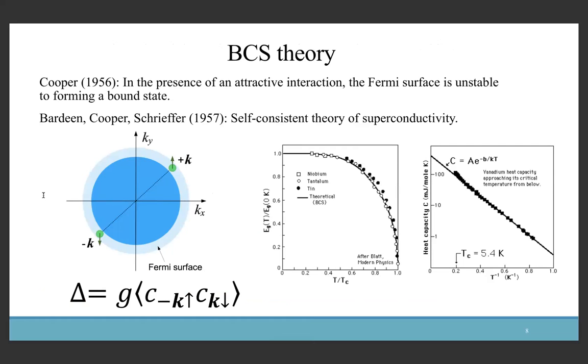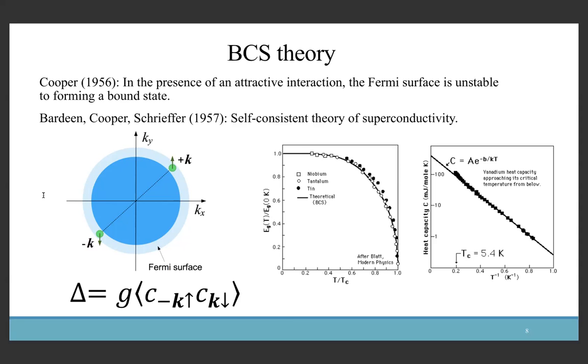So a microscopic theory of the Meissner effect was developed in the late 1950s, and there were a lot of important things which led up to this, but one of the key ingredients was the Cooper instability, which Cooper discovered in 1956, and he showed that in the presence of any net attractive interaction, the Fermi surface is unstable to pairing, to forming a bound state of Cooper pairs.